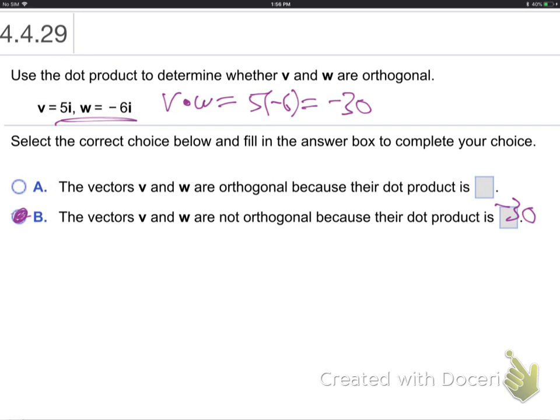One's going right, one's going left, but they're both parallel, right? One of them is 5 to the right, the other is 6 to the left. Now, they didn't ask us if they were parallel, but they are. Those are parallel. They're not orthogonal. They're not perpendicular. Good? Easy enough.